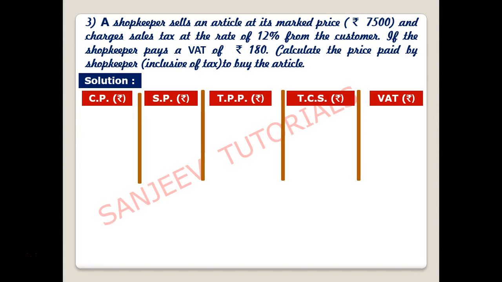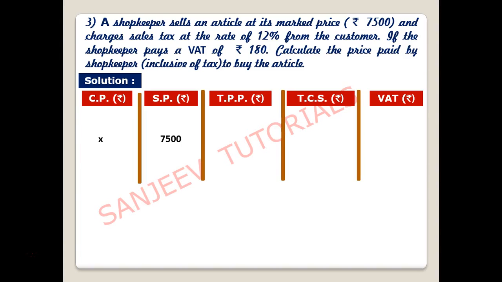I prepare a table: cost price, selling price, tax paid on purchase, tax collected on sale, and the last column is VAT. Now in this sum, I do not know what the cost price is. So let me assume, let the cost price for shopkeeper be rupees X. Now please note, this X does not include tax. So X is the cost price for shopkeeper without tax. Selling price for shopkeeper is rupees 7500. Third column, tax paid on purchase.